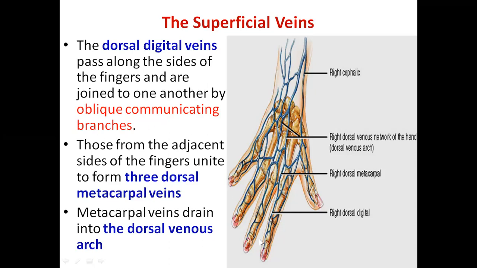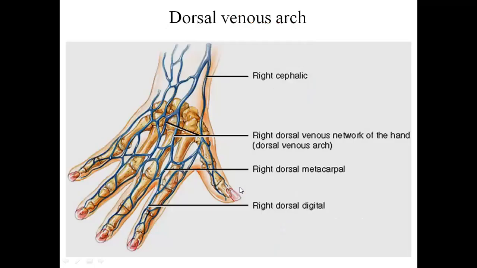So that means these dorsal digital veins are seen on either side of the fingers and they are joined to one another by these oblique communicating branches. From the adjacent sides of the fingers, they unite to form three dorsal metacarpal veins. Now you can see this is one dorsal metacarpal vein, and the second and third dorsal metacarpal veins. These dorsal metacarpal veins finally drain into an arch. You call it the dorsal venous arch.